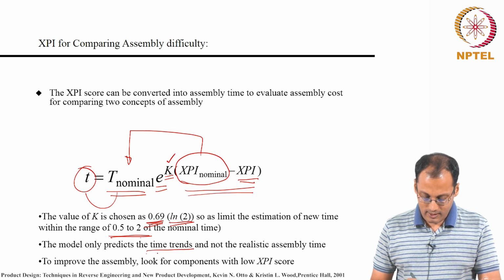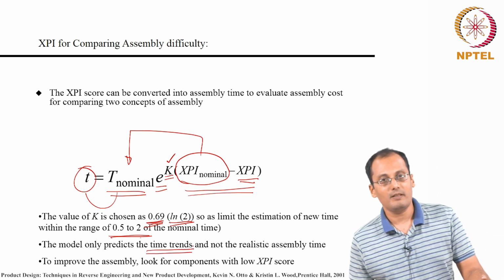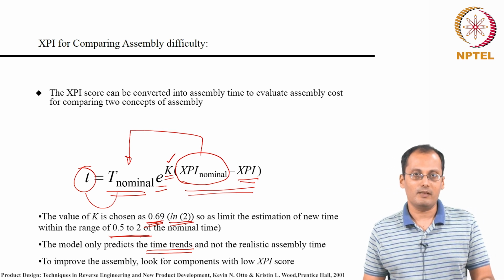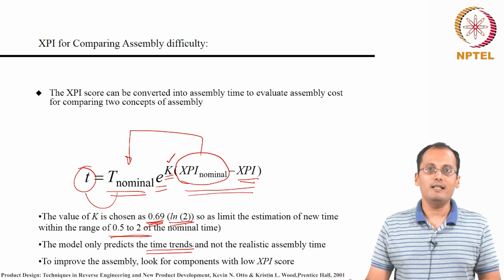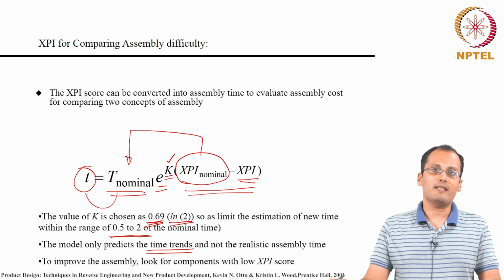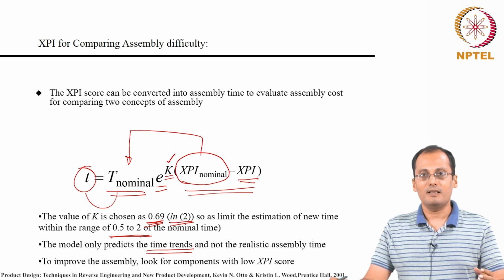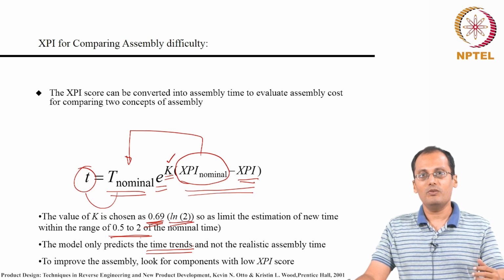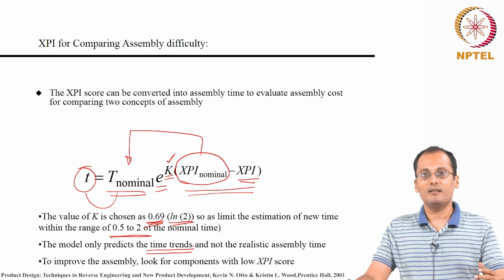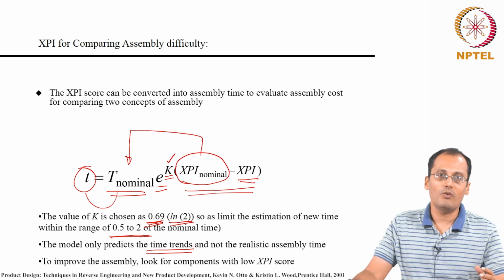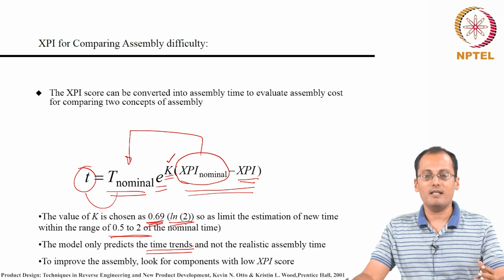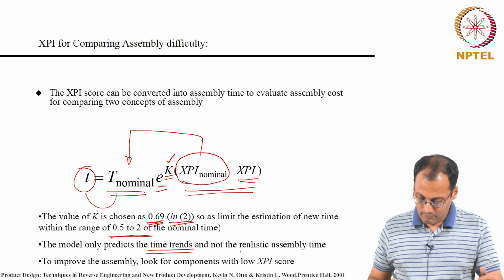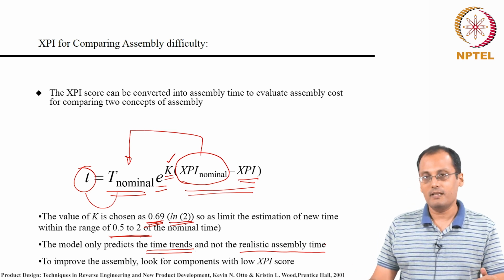So, one needs to understand that it only helps in understanding the time trends, and it may not exactly determine the assembly time that may be required. So, if we do a redesign, let us say we do a DFA exercise where the current assembly is taken up and we try to propose a new assembly, this tool can be used to estimate or give a trend whether the overall degree of difficulty will increase or decrease.